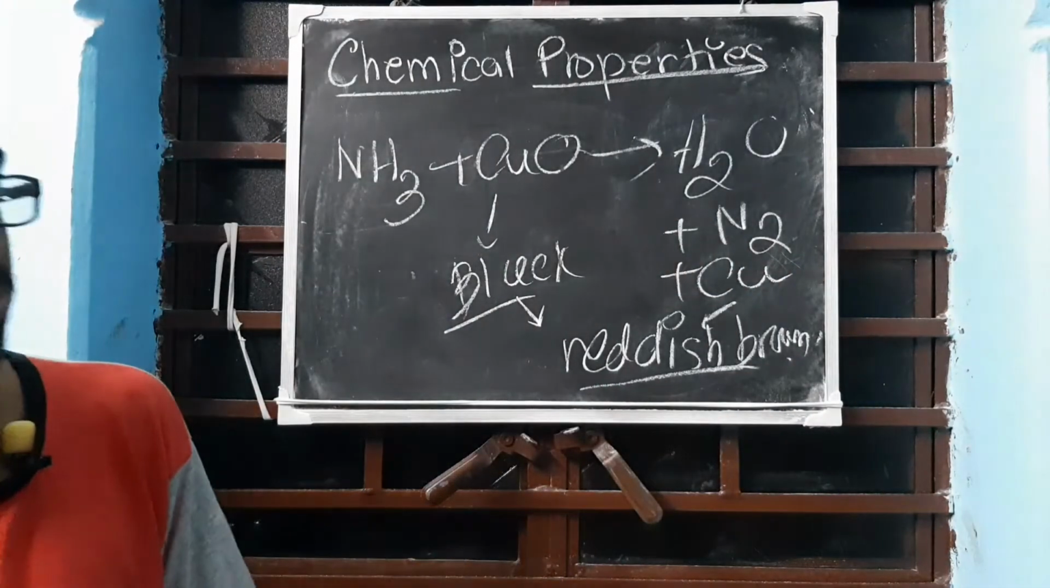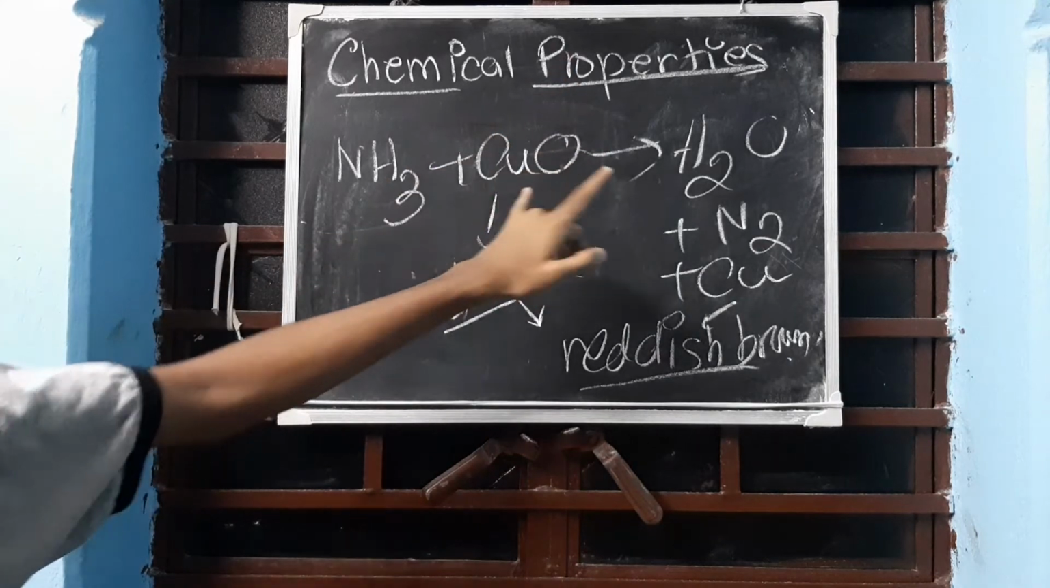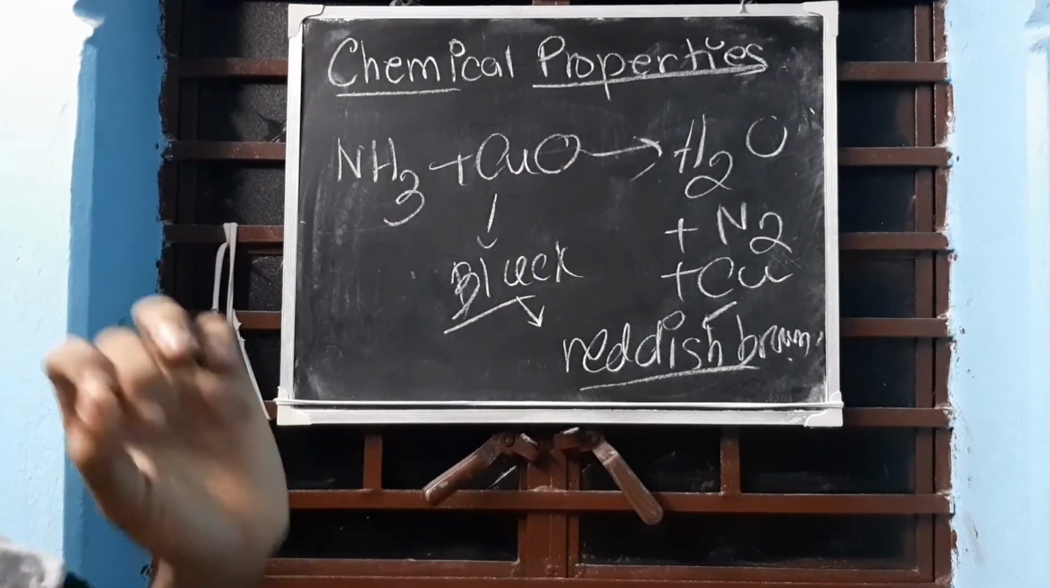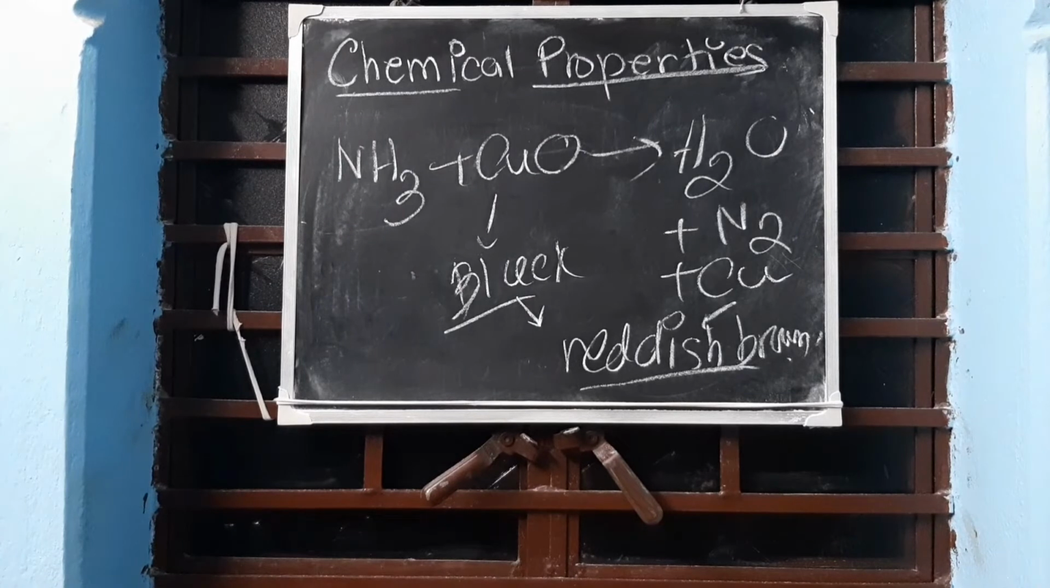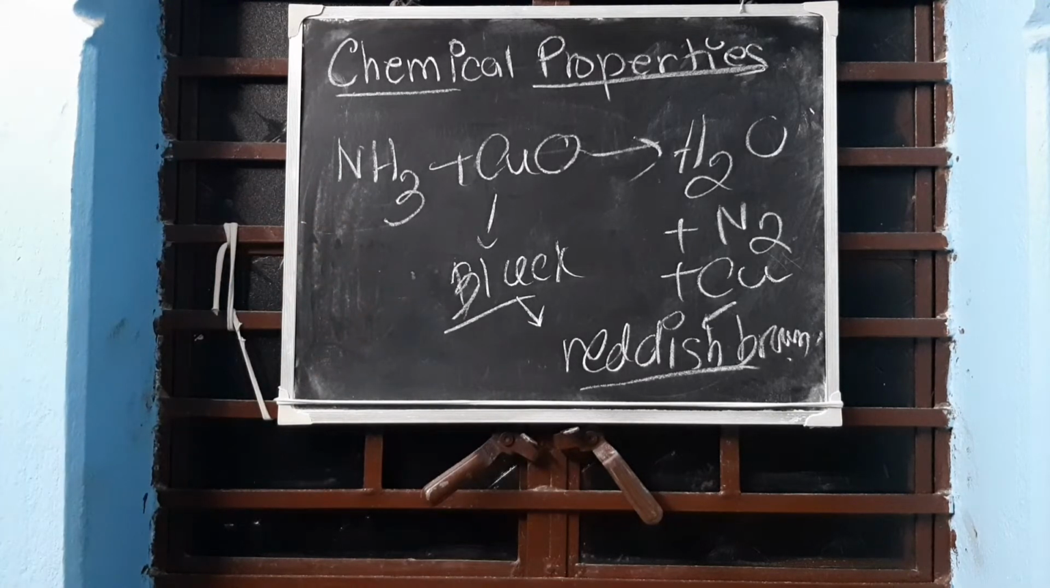Clear or not clear? So this is the reducing property of ammonia. Understood? Reducing property of ammonia. Clear? Okay.